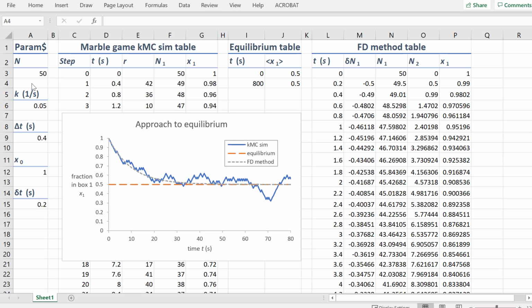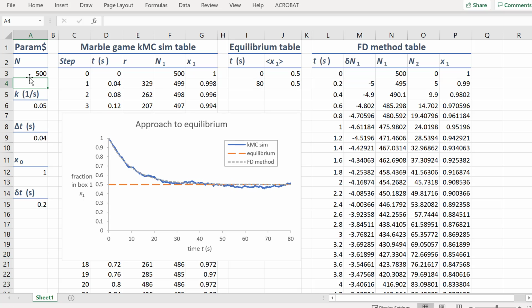Ultimately, students complete a spreadsheet which compares the kinetic Monte Carlo simulation of the marble game with the FD method. This is again a live spreadsheet, and when you hit delete in a blank cell, it updates, and you can change the number in the box. So I can go from 50 to 500, and students can see how larger systems behave in a more predictable way.